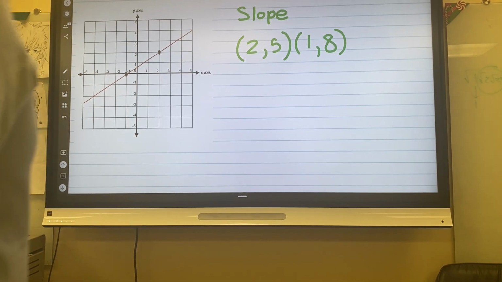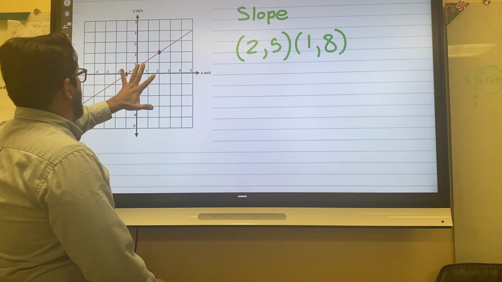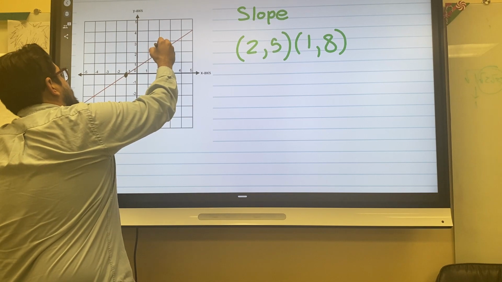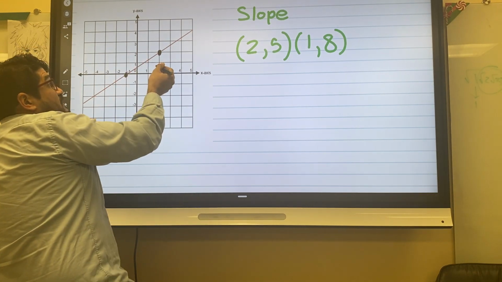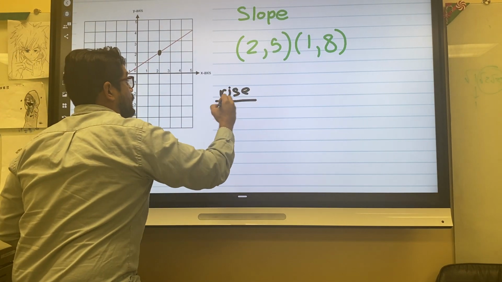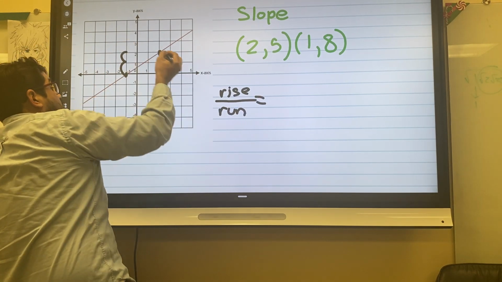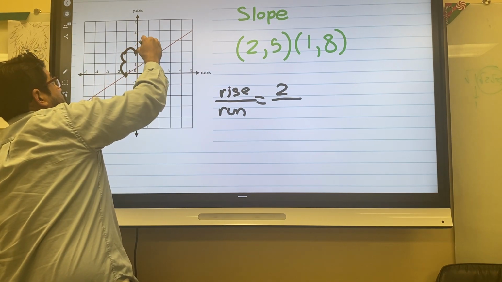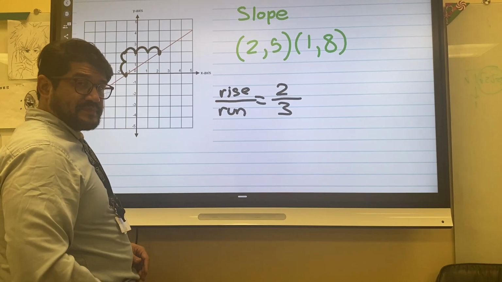All right, let's talk about slope now. When you are given slope on a graph, what they're asking you is how does this dot get to that dot? So that's what you have to find out, using rise over run. So it goes up 2, so it rises 2, and then it runs 1, 2, 3. It runs 3. And that's slope on a graph.